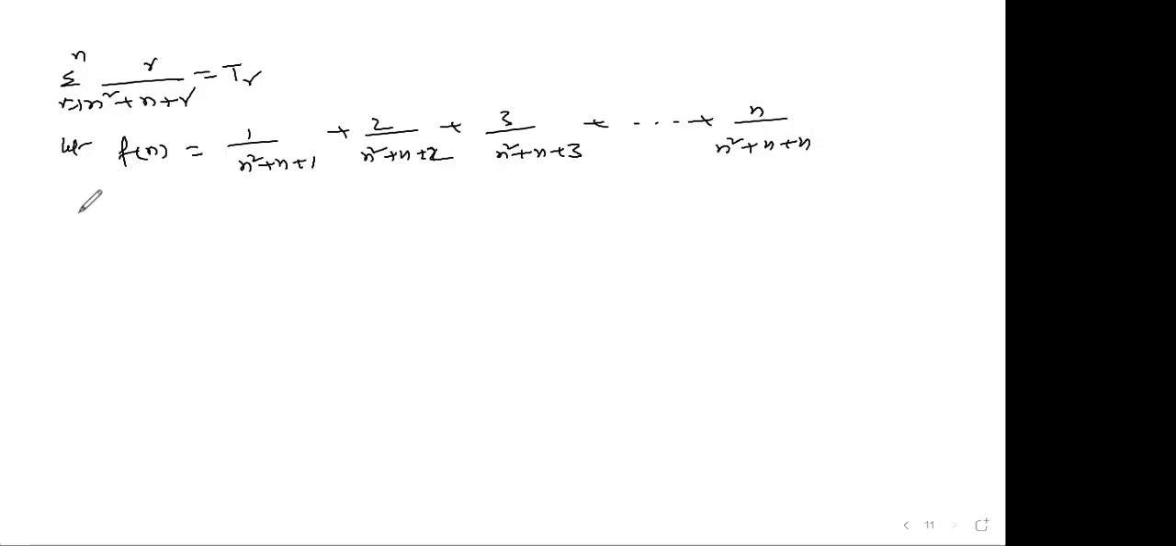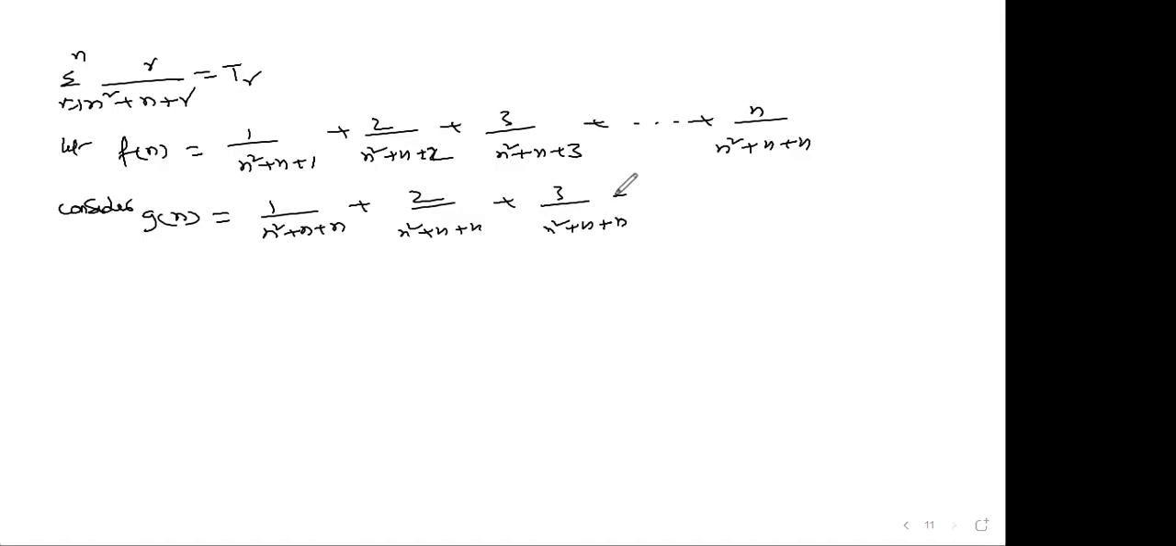I want to consider one more function, g of n. It is like a replica of this, but with small changes. n and here n I'm taking: 2 divided by n square plus n plus n, 3 divided by n square plus n plus n, and so on. You see, I'm constructing this.